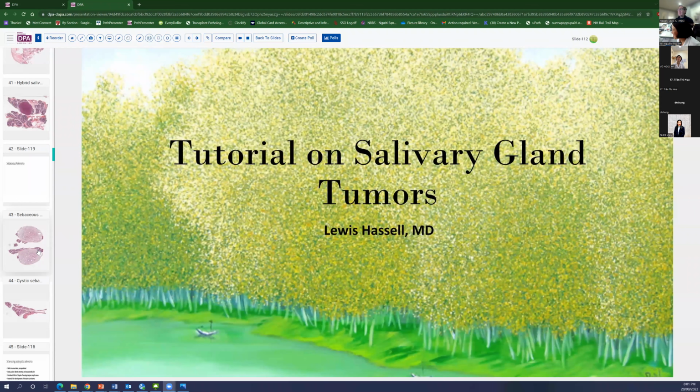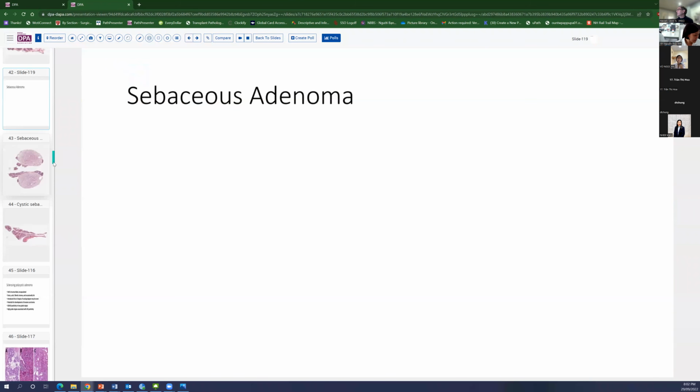We talked a little about last time normal morphology and some of the adenomas. I think I was a little confused on the newer terminology. Basal cell adenoma has replaced monomorphic adenoma. So both of those lesions were the same lesion. But we'll start tonight with a variant on that, which is sebaceous adenoma.